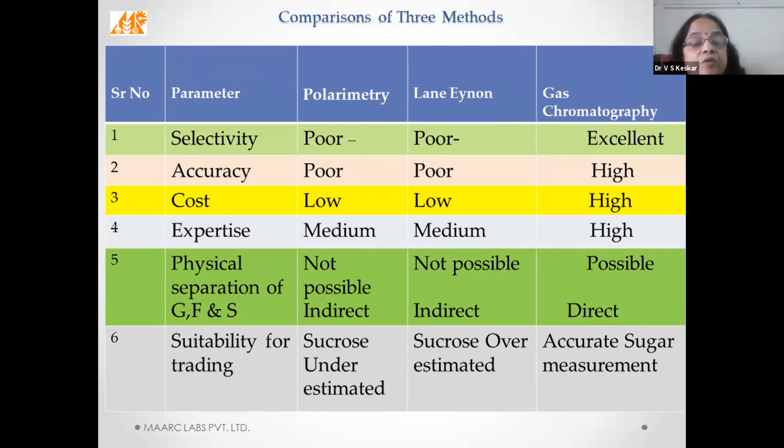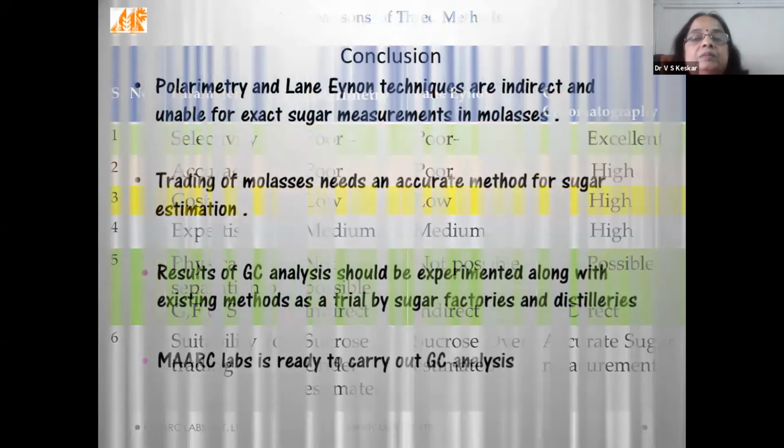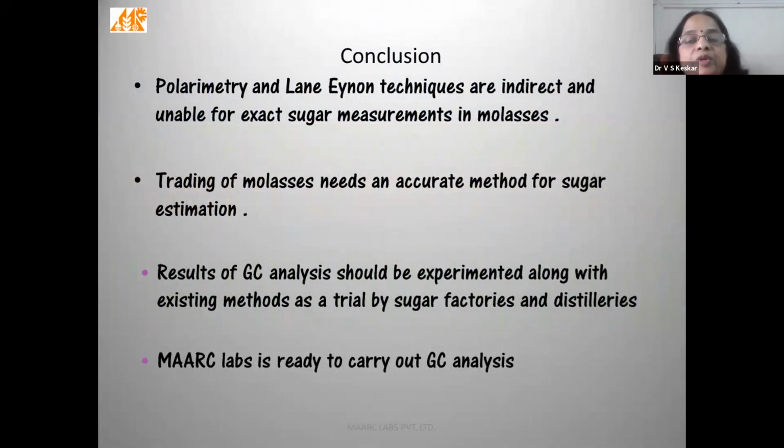Physical separation of glucose, fructose and sucrose is achieved. It is not possible in both of the methods, Lane-Eynon and polarimetry, but it is possible in gas chromatography. Suitability for trading: gas chromatography is the best method for trading of molasses. So best suitability is there for trading purposes. So you are going to see the demonstrations and more details of gas chromatography methods.